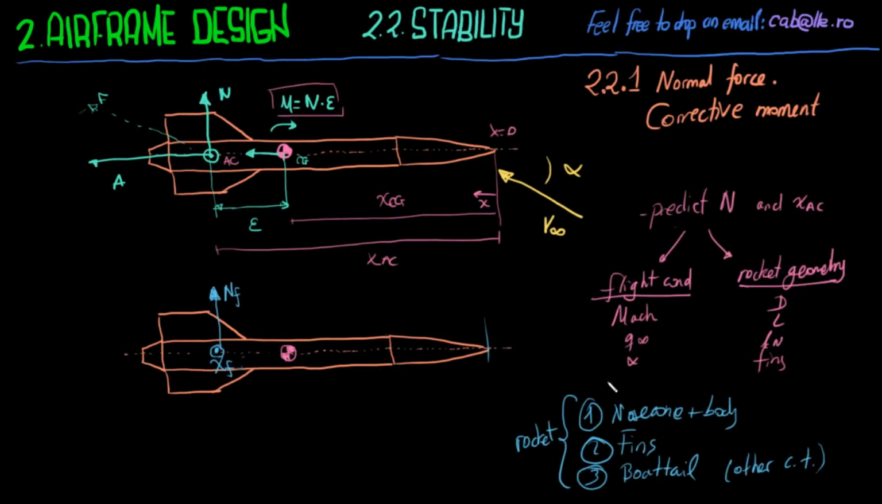So then we have the body and the nose cone. They have their aerodynamic center, in the nose cone, at a position from the nose tip. Let's call it XB. And it has another normal force when it's flown at an angle of attack alpha. And finally we have the boat tail or other conical transitions.